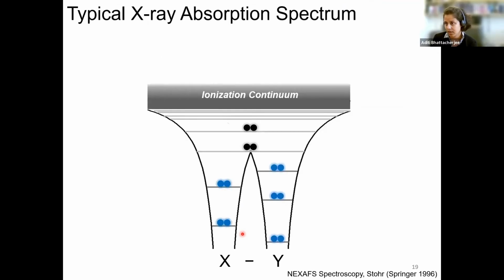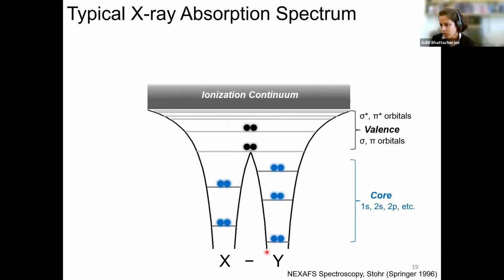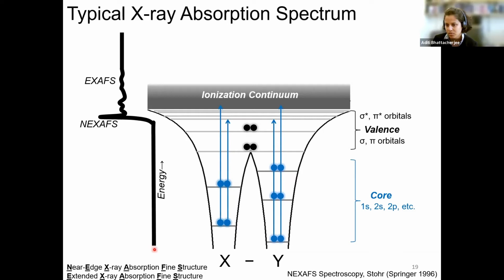What does a typical X-ray absorption spectrum look like? This is for the benefit of those of you who don't read a lot of literature on X-ray spectroscopy. This is illustrated here for a diatomic, but equally well applies to polyatomics as well. While the valence orbitals, sigma, pi, sigma star, pi star, etc., that were introduced earlier are delocalized over the entire nuclear framework, the core orbitals, which would be the 1s or the 2s or 2p types of orbitals, are strictly localized.